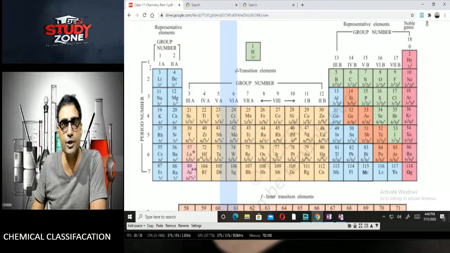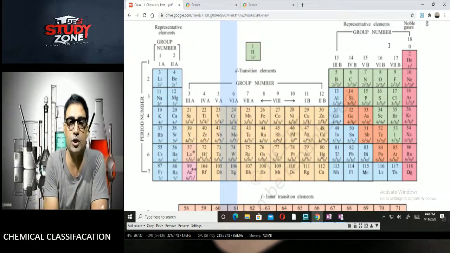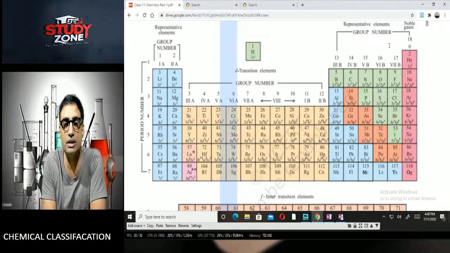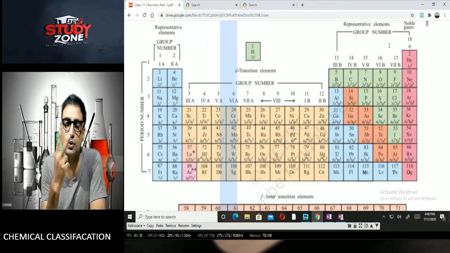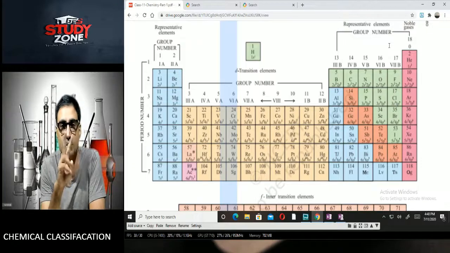In the first period, you have 2 elements, that is hydrogen and helium. Every single element over here represents 1 electron. So in the first shell, you can put a maximum of 2 electrons. That's why the first period has got 2 elements, hydrogen and helium. The first shell has got only one subshell, S, that can accommodate a maximum of 2 electrons. So in the first period, you will have only 2 elements.